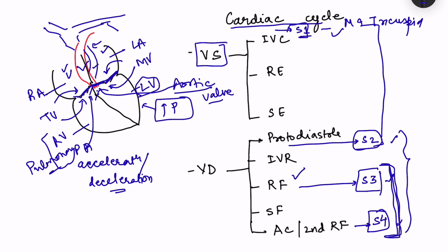So first, when the ventricle is relaxing, there is protodiastole causing S2. There is isovolumetric relaxation where there is no filling of the ventricles. Then there is rapid filling. Basically all the blood which has been collected in the atrium, as these valves open. So this is opening.